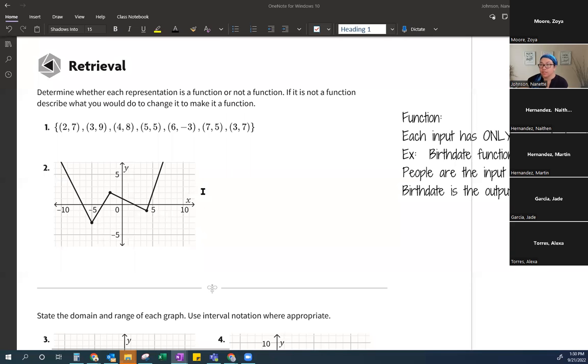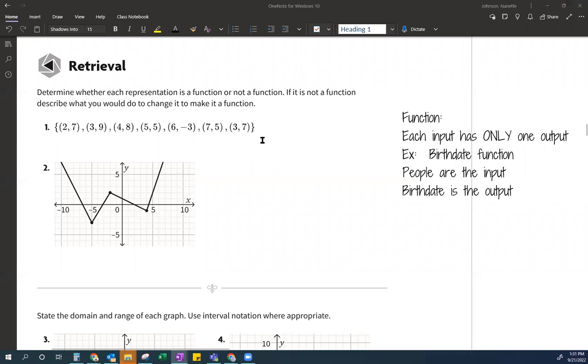The other part of functions that I want to talk about is, do you see how 3 is trying to get over on these 2 birthdays here? 3 on the 9th and 3 on the 7th. You can't have two birthdays. And so this is considered not a function.